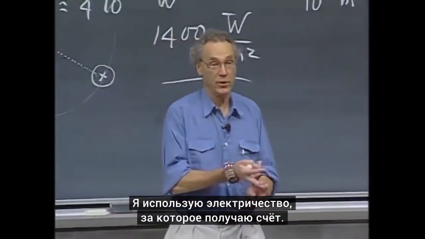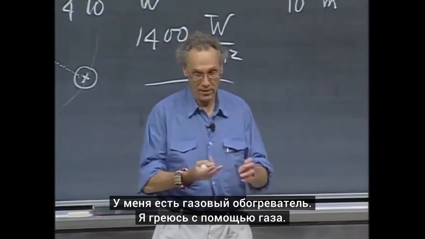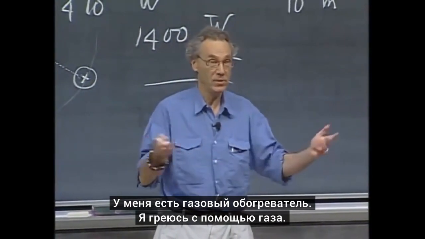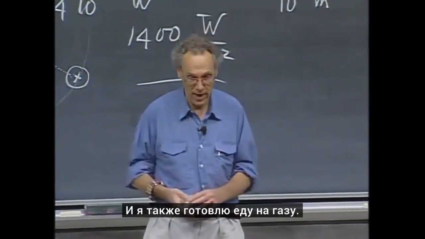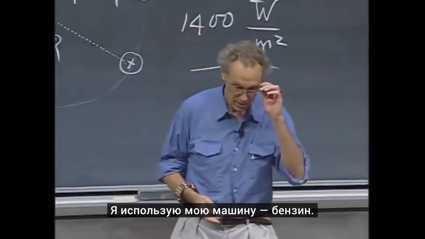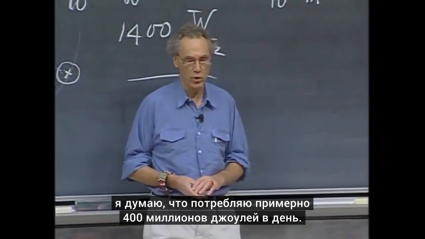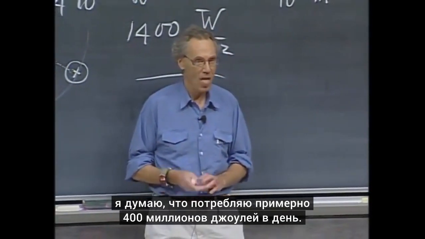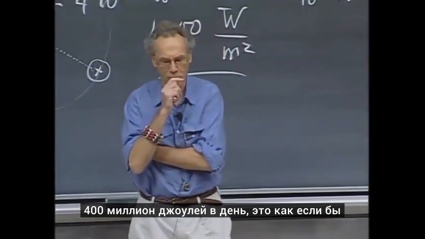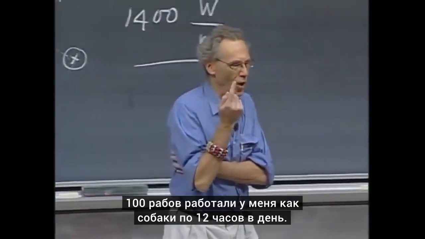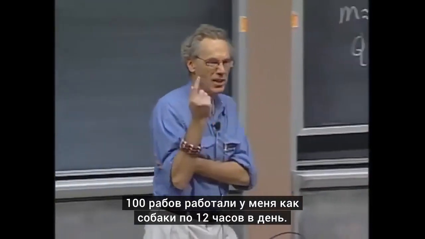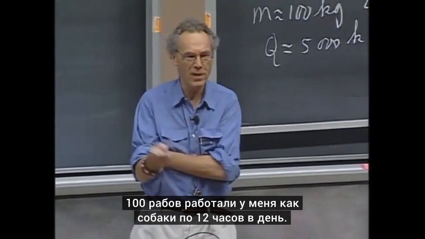I use electricity, for which I get a bill. I have gas, I heat with gas, and I have also cooking with gas. I use my car, gasoline, and when I add that all up, I think I consume roughly 400 million joules per day. That 400 million joules per day is the equivalent of having 100 slaves working for me like dogs 12 hours a day.